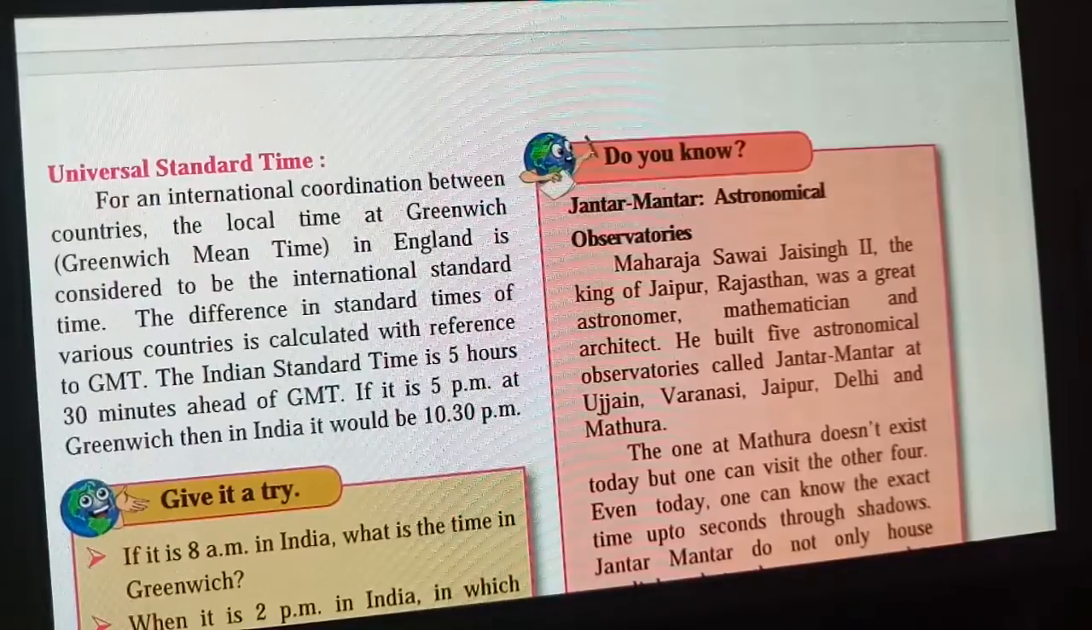So in this chapter we have seen different local times and standard time. Now we will discuss the interior of the earth in the next lesson.